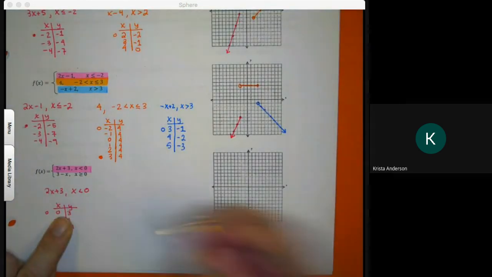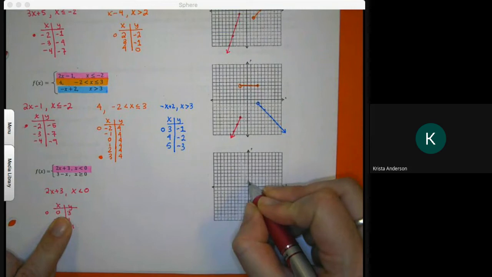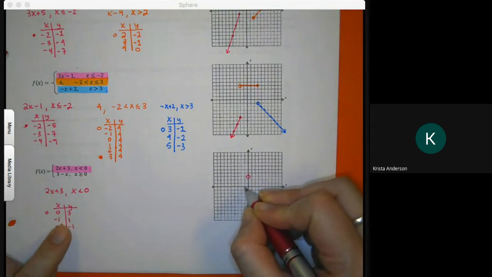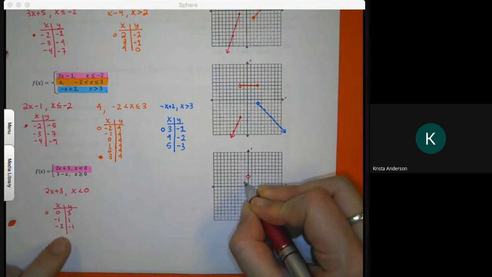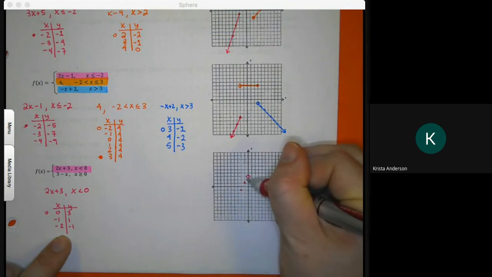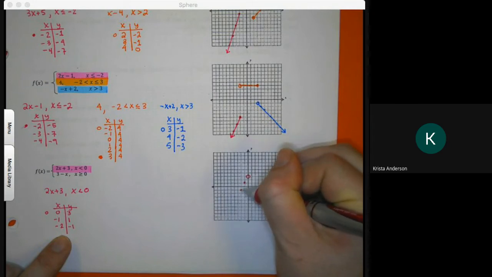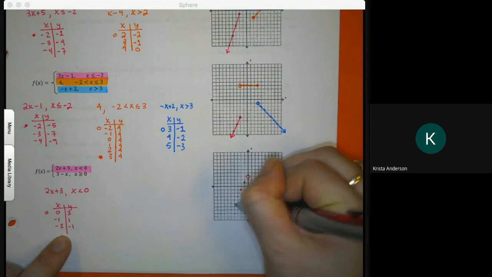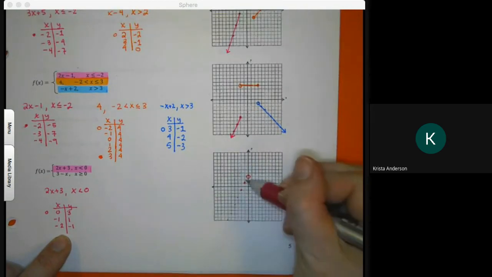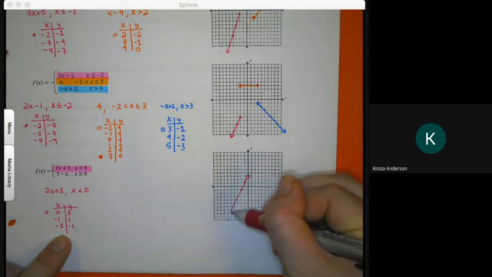I plot my points. 0's up 3, open dot. -1 is up 1, -2 is down 1. If I continue my pattern, on your online assignment, it's nice because you just click open dot, click here, and it should autofill your line. But when I'm graphing by hand, sometimes it helps to continue the pattern so that I hit the correct points.